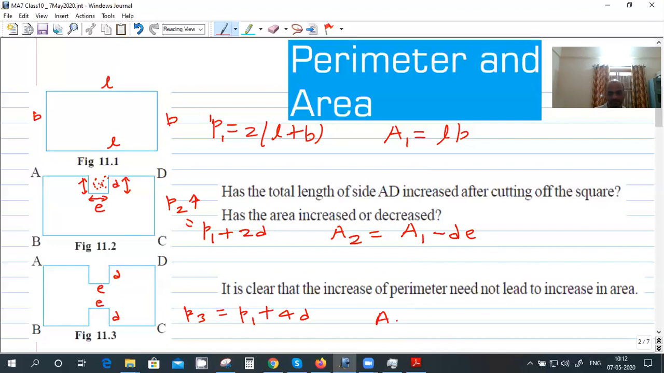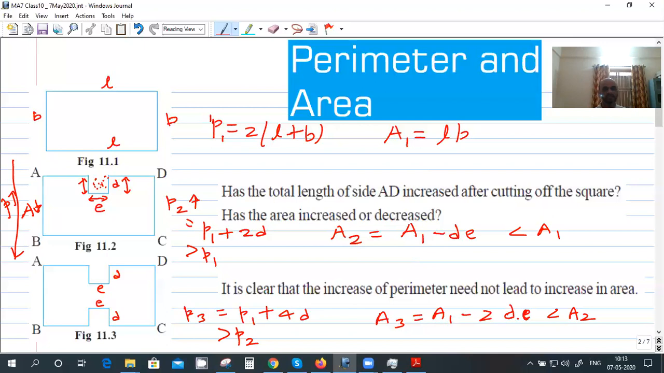Okay, so A3 is how much? Equal to A1 minus 2DE. Twice, you have to subtract the area D into E. Is this correct? So area 2 is less than area 1, and area 3 is less than area 2, right? Yes, sir. But perimeter 2 is greater than perimeter 1, and perimeter 3 is greater than perimeter 2, because perimeter 2 is plus 2D, and perimeter 3 is plus 4D. So as you go down, the perimeter is increasing, right? And the area is decreasing.